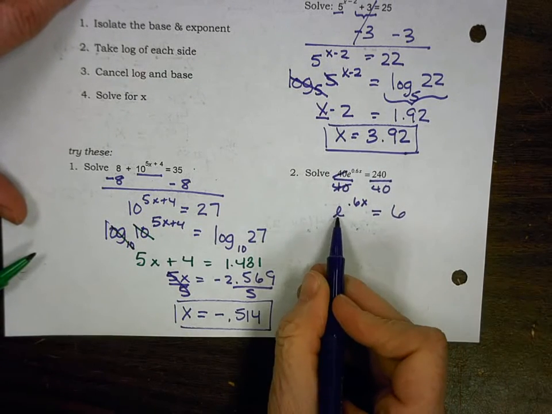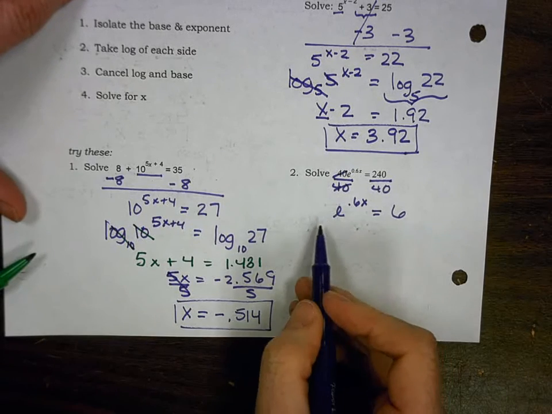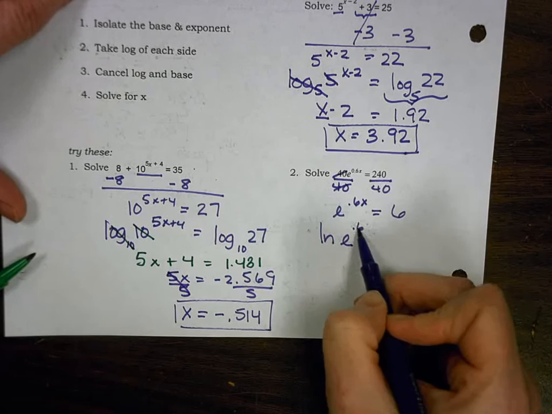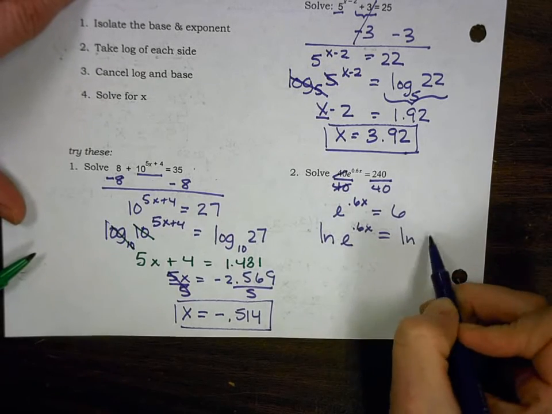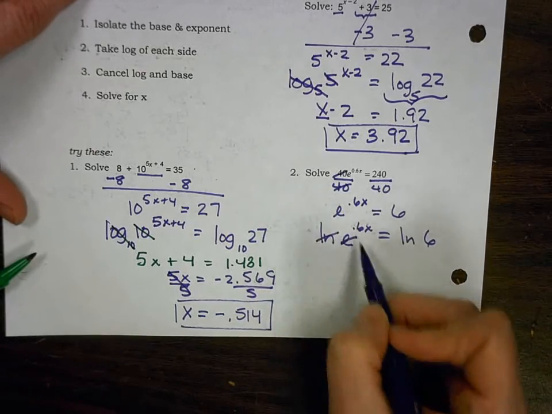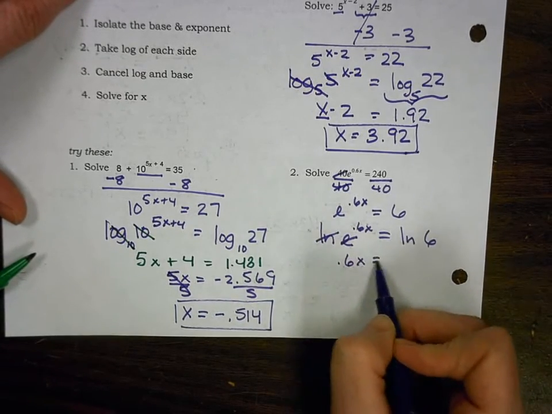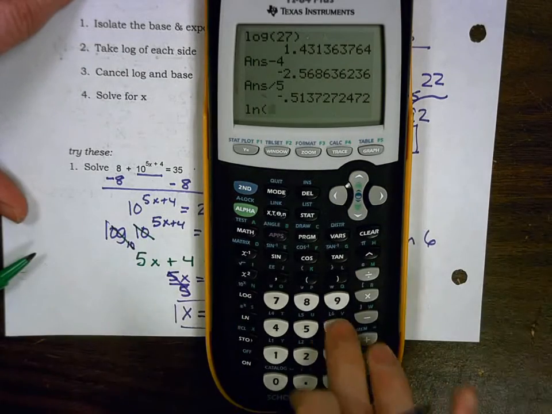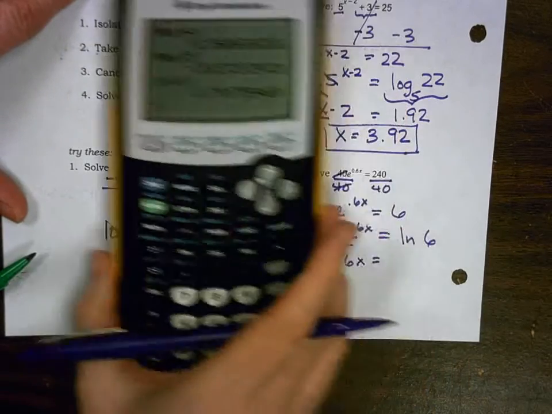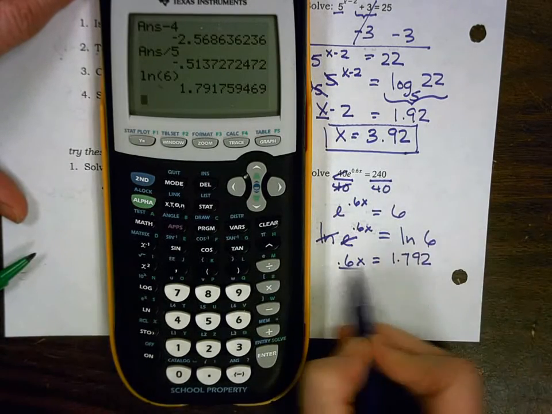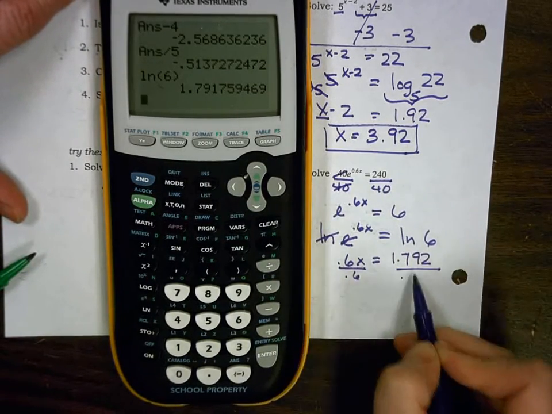How do I get rid of, I have base e. Well, I want the log base e, which is the natural log of e to the 0.6x is equal to the natural log of 6. Take the log of both sides. These cancel, giving me 0.6x equals, I take the natural log of 6. I get 1.792. Now I'm going to divide both sides by 0.6.